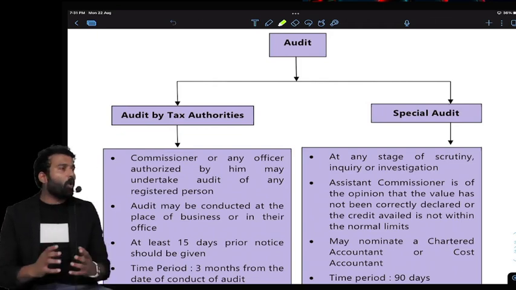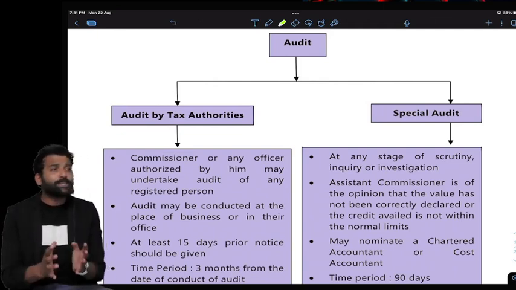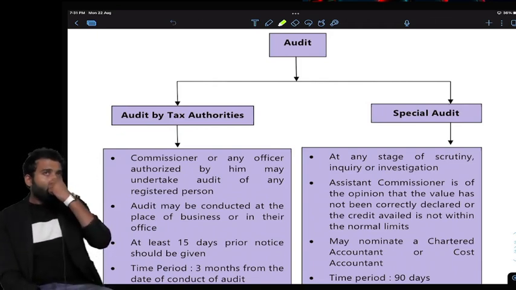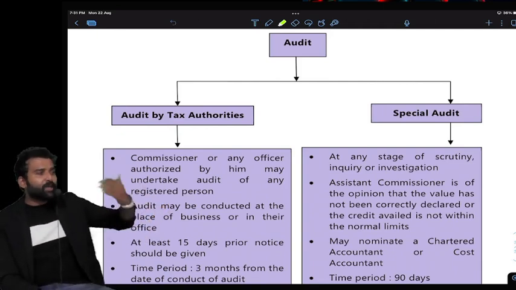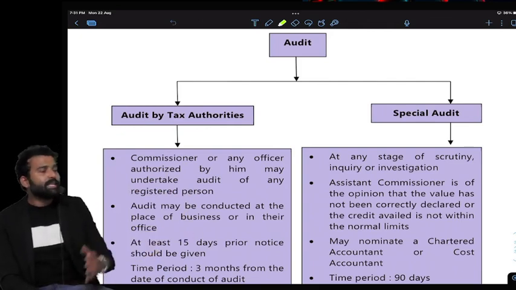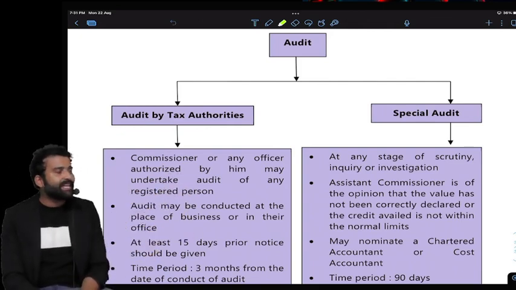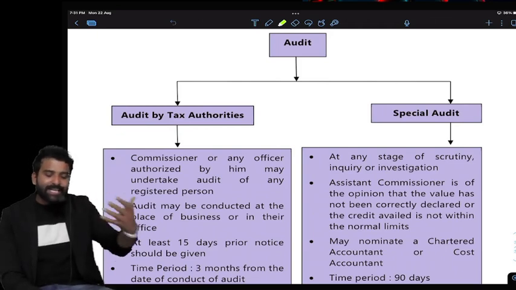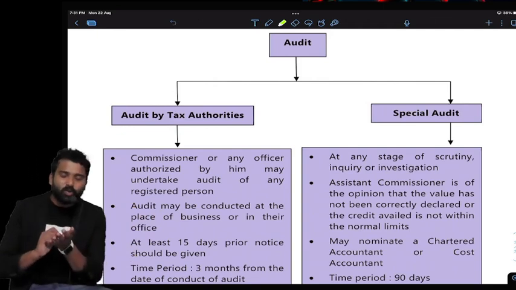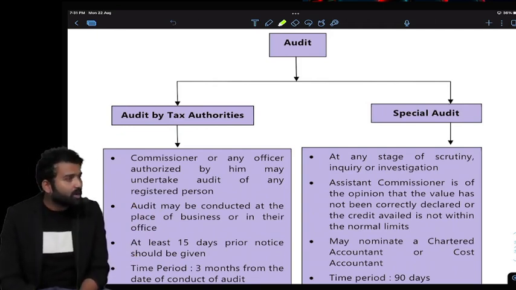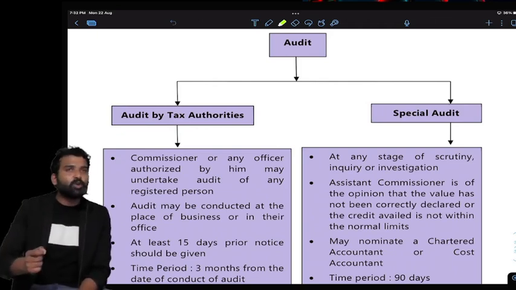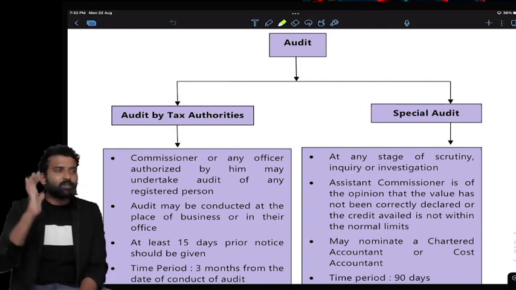The first audit is called audit by tax authorities, and the second one is called special audit. Now what is the meaning of audit by tax authority? Very simple. On a regular basis, like every year, every 2 years, they pick up taxpayers on a random basis, and they do the audit of their books of accounts, to check whether their compliances are okay or not, whether they are properly complying with all the provisions of GST or not.